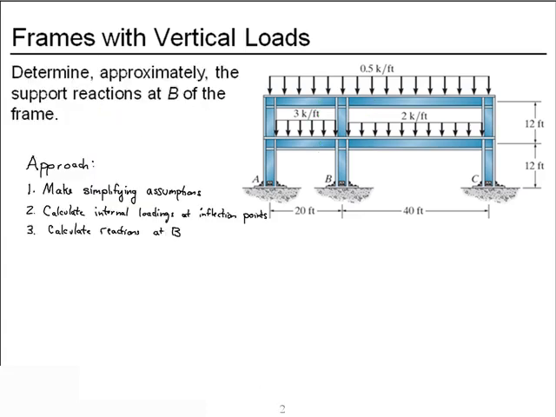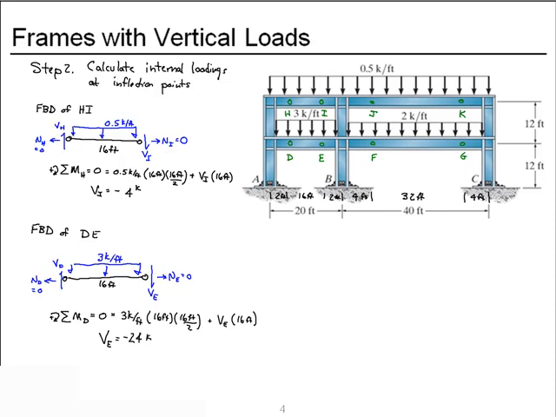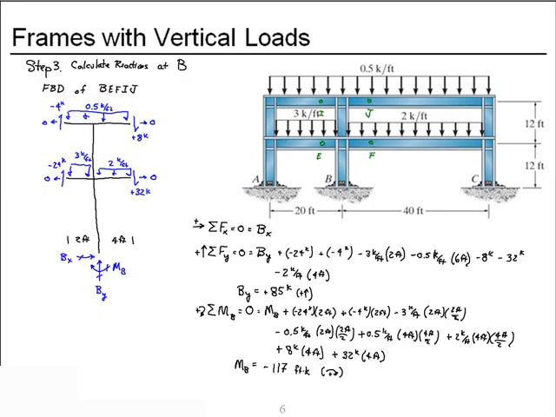Now let's go back and review. We have a rigid frame subjected to vertical loads, and our problem statement asks that we find the support reactions at B. In order to perform this analysis, we decided to make some simplifying assumptions so that we can get an approximate answer. Our assumptions are the location of inflection points in the beam and that there is no axial load generated in the beams. We then calculated internal loadings at the inflection points. We started with free body diagram of piece HI, where we cut it at the inflection points, then piece DE, JK, and FG, so that when we drew our free body diagram of BEFIJ, we had all forces identified except for the support reactions, Bx, By, and the moment at B.